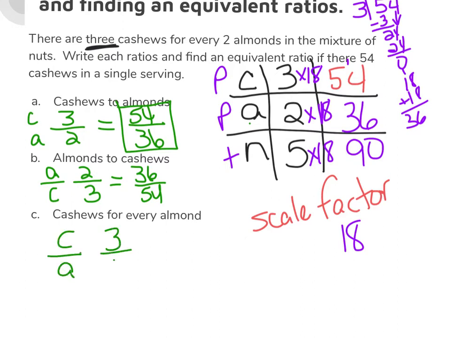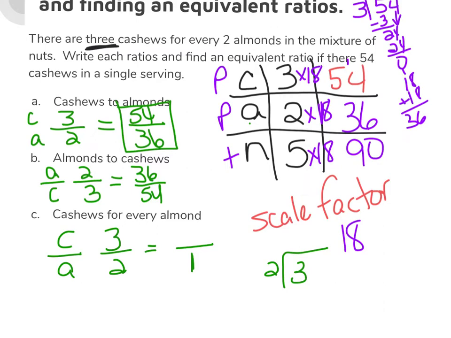Almonds, there's 2. So I want to know for 1. So all I have to do is divide. So 3 divided by 2, remember, this is also division. This is also division, so I want to find out how many it's 1. So in this case, I'm going to go ahead and do that.